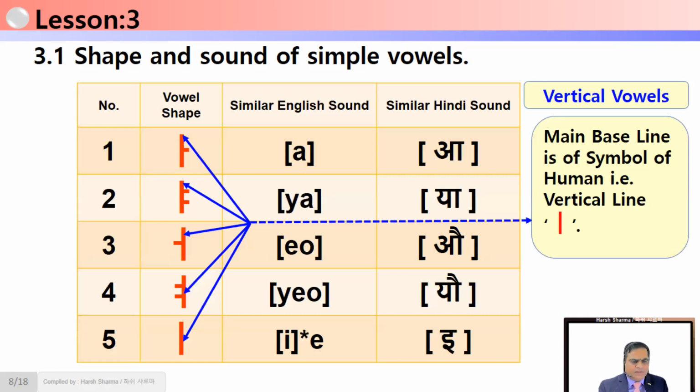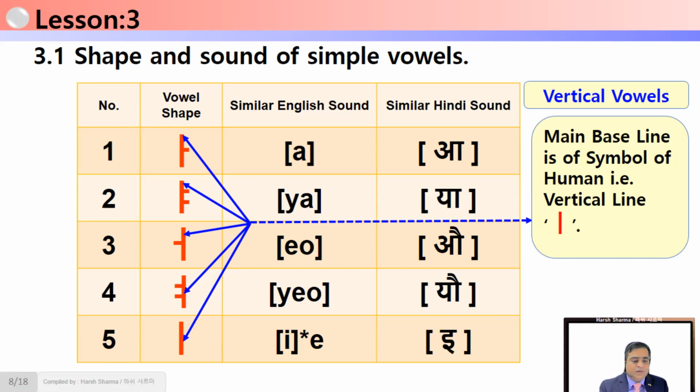On your screen, you can see there are 5 vowels, 1, 2, 3, 4, 5, and you can see the vowel shape. These vowels are a, ya, o, yo, and e. Can you find one similarity in all these 5 vowels? They have one vertical line as the baseline of these vowels. So for easier learning, let's club them into one category, vertical vowels.